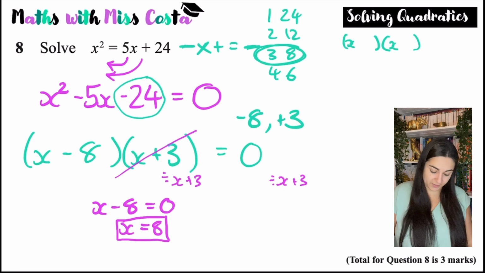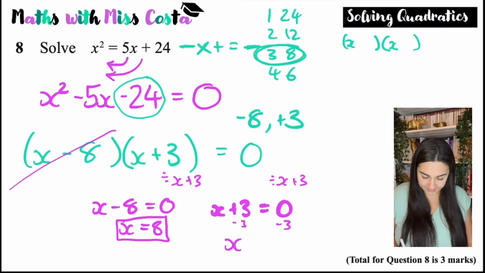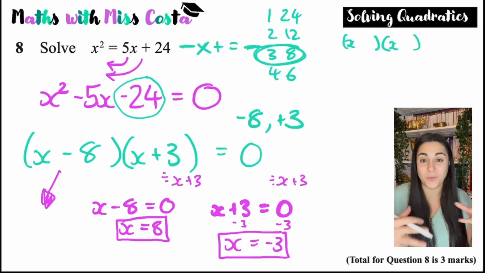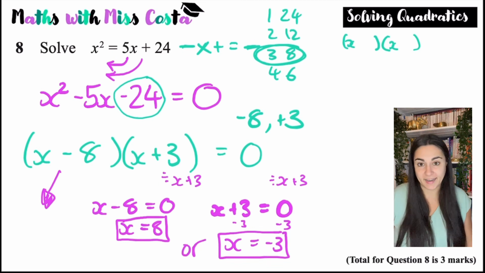Then we do the same. We imagine that we haven't deleted that x plus 3 bracket. We're going to divide both sides of the equation by x take 8. And we'd be left with x plus 3 equals 0. So we subtract 3 from both sides and we're left with x is negative 3. Now, some of you like shortcuts. So the shortcut is whatever you have in the bracket, your answer is always going to be the inverse. But it's good to know why. And that's your answer. So your answer would be x is 8 or x is negative 3.